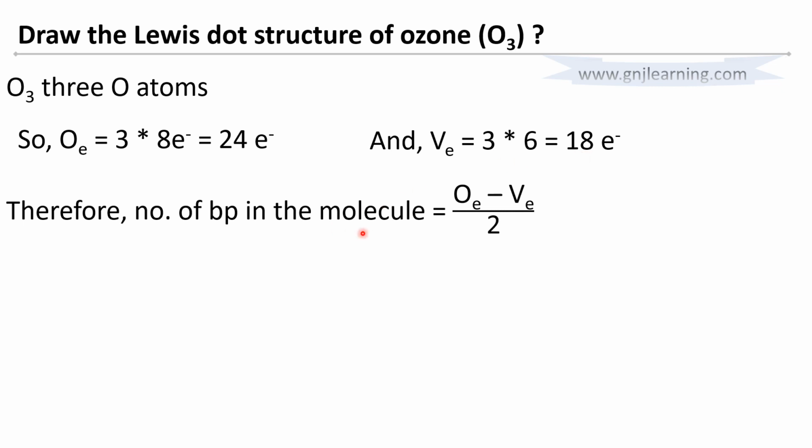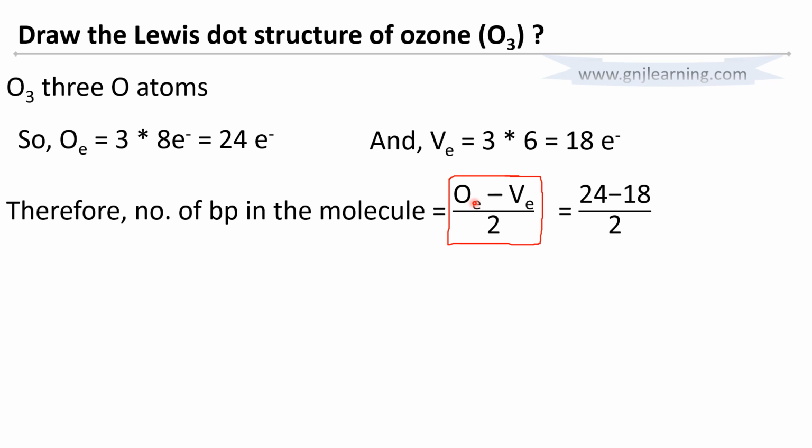The number of bond pairs in the molecule is equal to, we have seen the formula, (OE minus VE) divided by 2. OE I got it, and VE also I got it. So I am just substituting it: 24 minus 18 divided by 2. This is an important formula, crucial for Lewis dot structure. So you should note it down, and circle this formula if you are writing the note, because this is the crucial formula, and you should know what OE is.